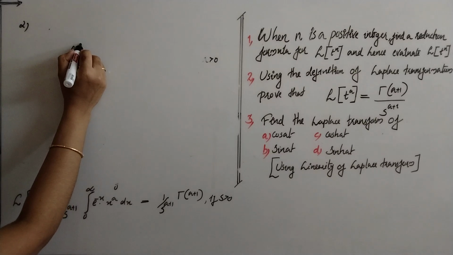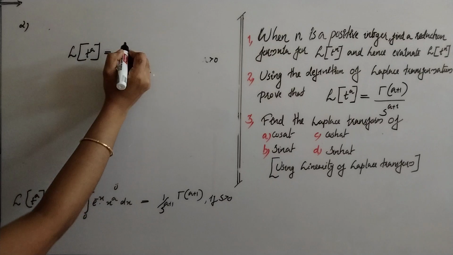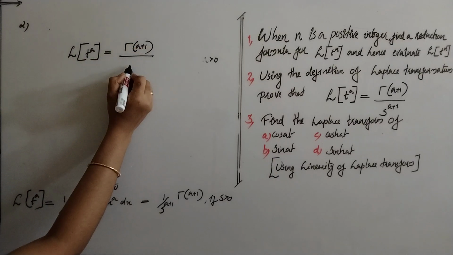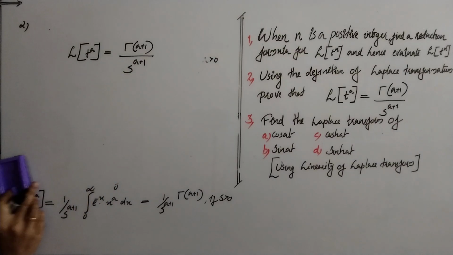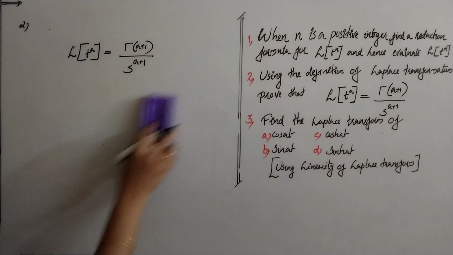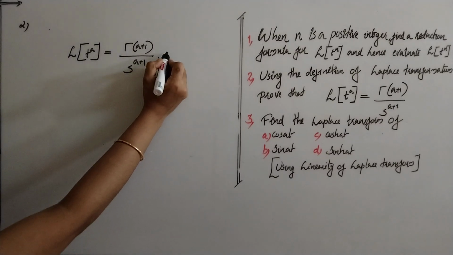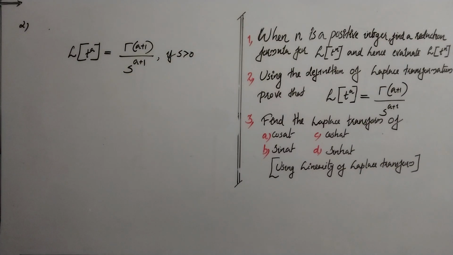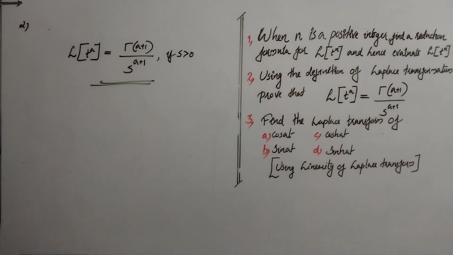That is, the Laplace transform of t raised to a is equal to gamma of a plus 1 divided by s raised to a plus 1 if s greater than 0. Now, this is the required solution: gamma of a plus 1 divided by s raised to a plus 1.